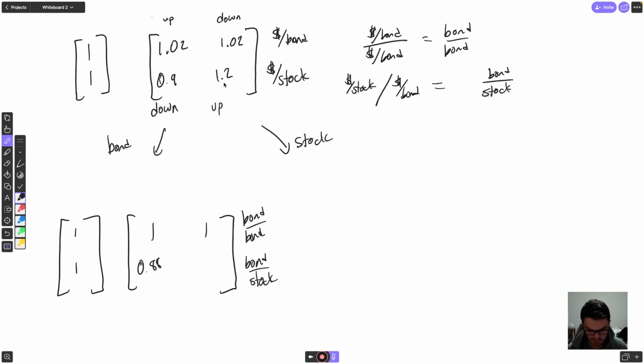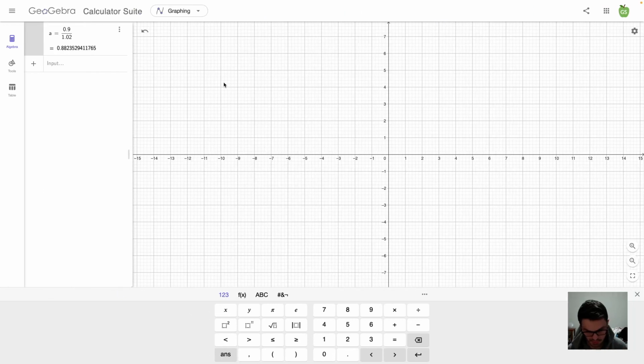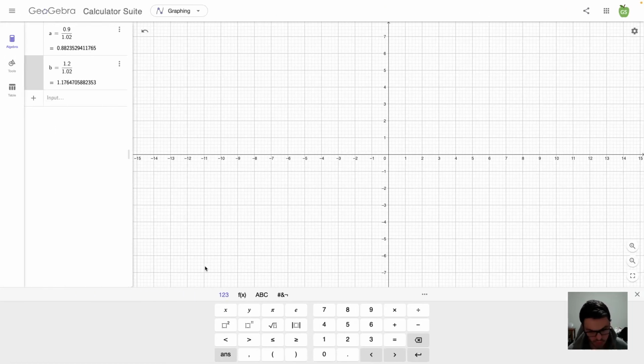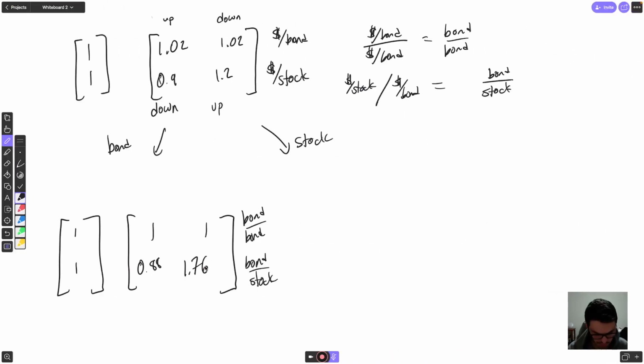And now here, we're going to do the same thing: 1.2 divided by 1.02. Okay, so that's 1.76. And we probably don't need too many decimals, but that's okay. Did I do that right? 1.176. I knew I did something wrong there. 1.176, bonds per stock. All right, so do you see what we did there? This is sort of the same thing as up here, but we're analyzing things in terms of the number of bonds we have instead of the number of dollars we have.